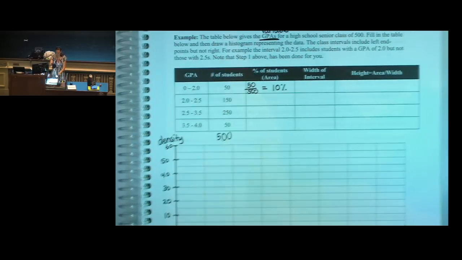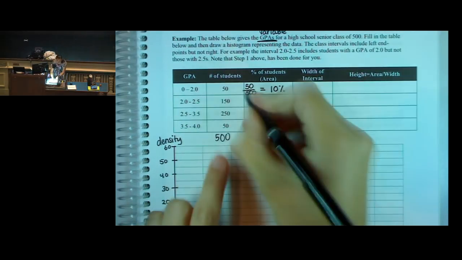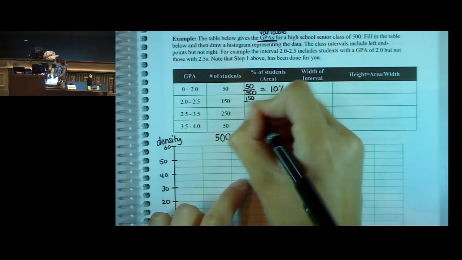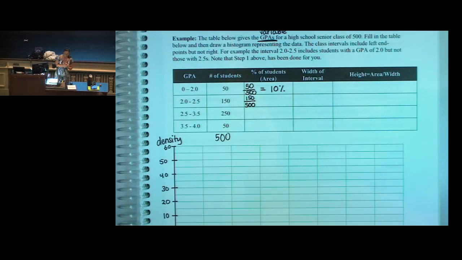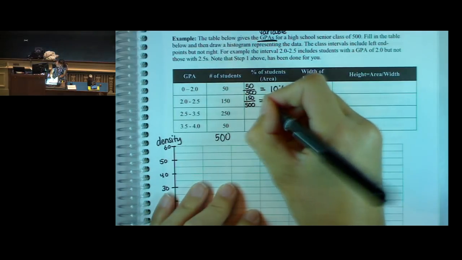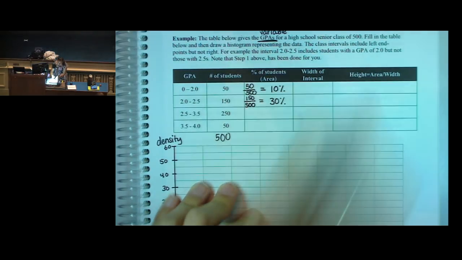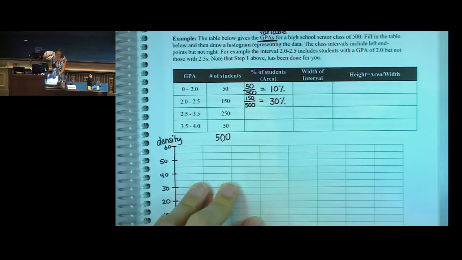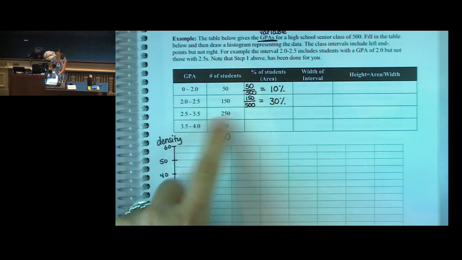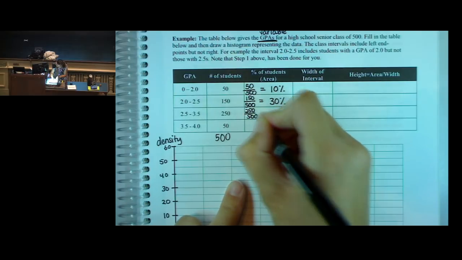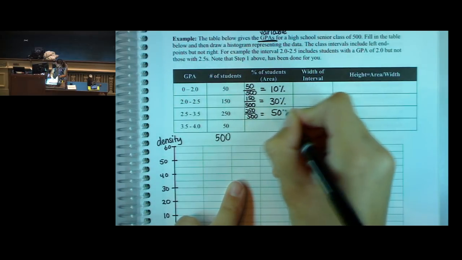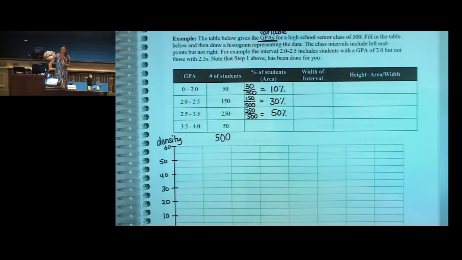Okay, next one, 2.0 to 2.5, 150 out of 500 students got a GPA within that interval. 150 divided by 500 is 0.3, which is 30%. And then the next one, 2.5 to 3.5, that's 250 out of 500. So that's half, 50%.